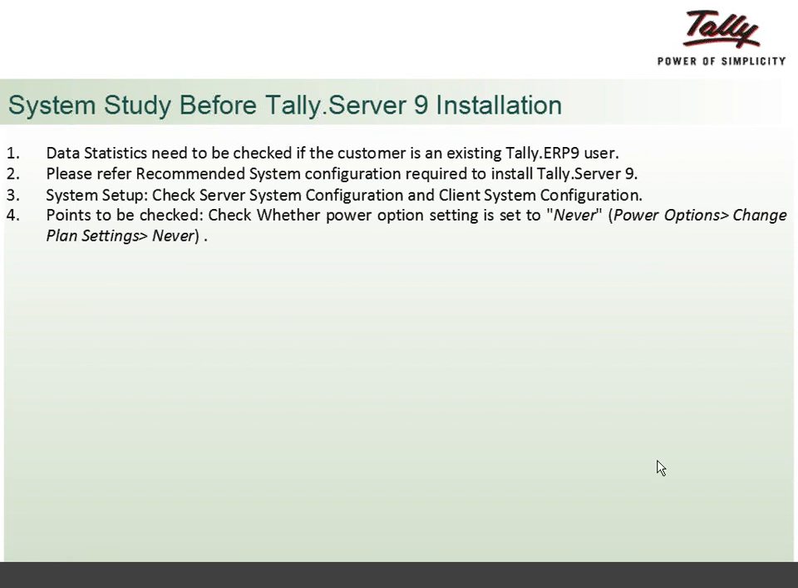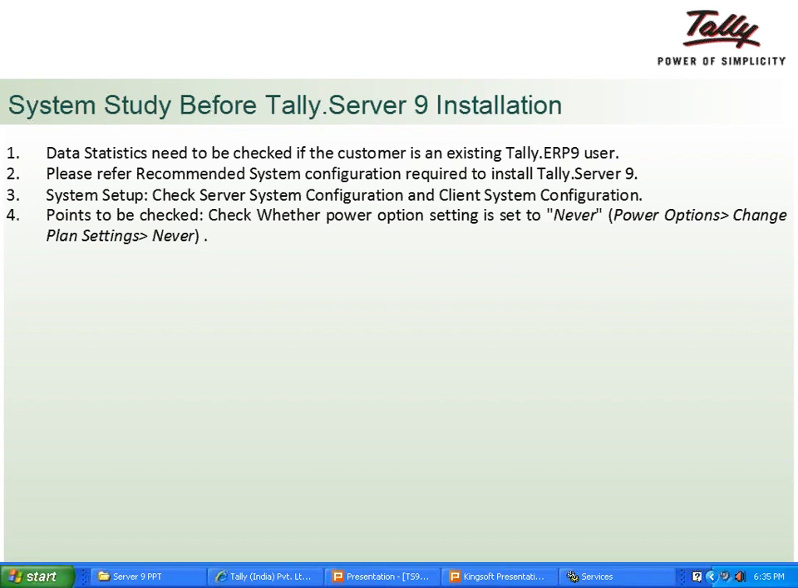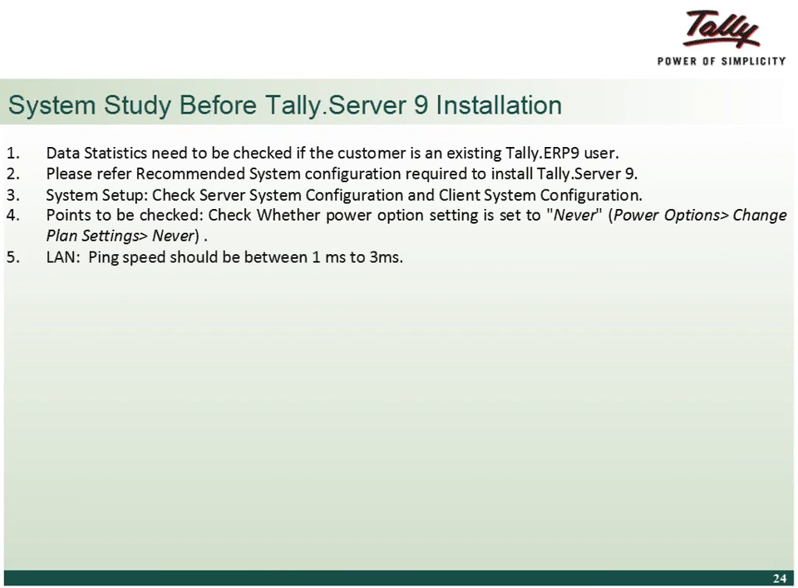Before installing Tally Server 9, the main point to be checked is that the power option is set to never. From the Control Panel, under power options, change plan settings to the never option, so that we can avoid data related errors which may happen on the client systems. And also you need to check the LAN, that is, the ping speed between the server and client, and ensure that it is between 1 ms to 3 ms.